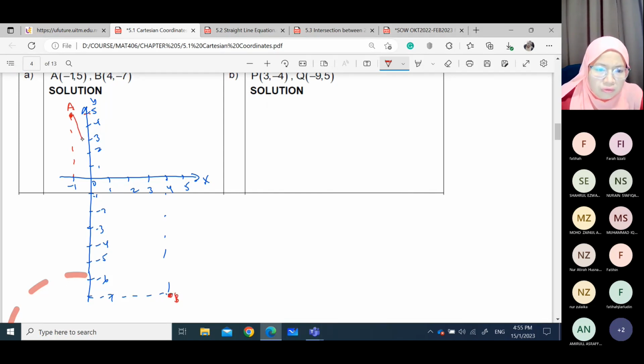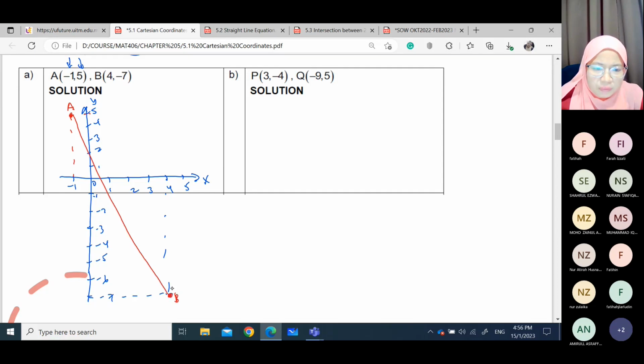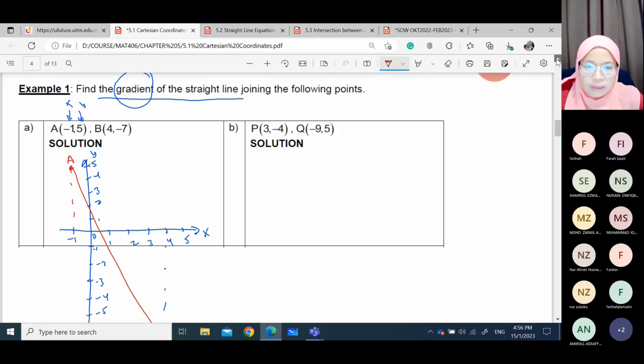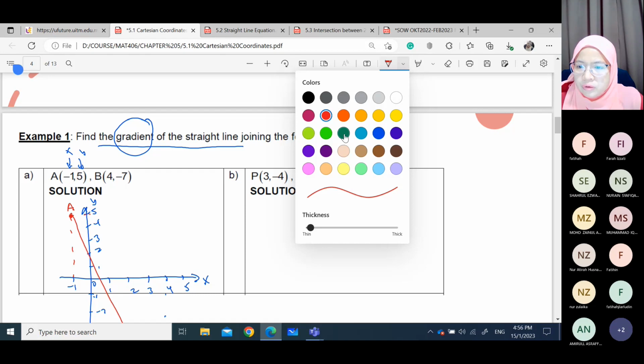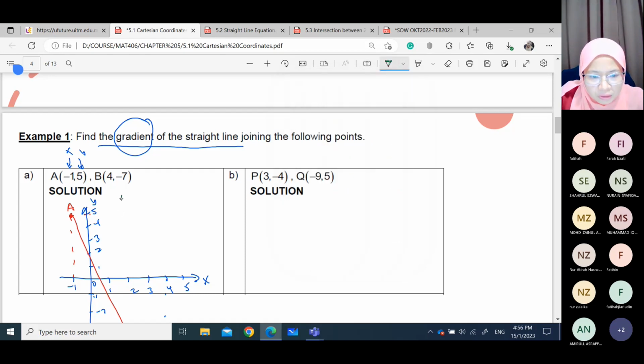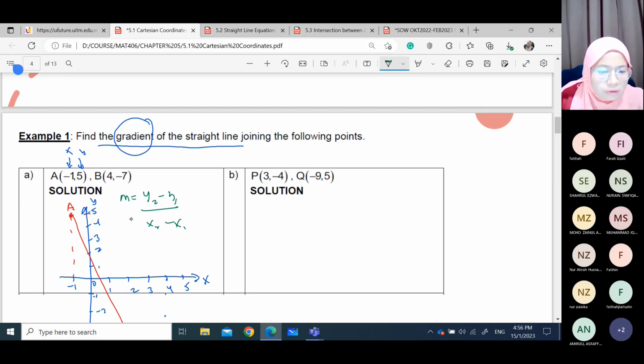Okay, so now we want to find this gradient or this slope. Based on the formula, in order to find the slope, we use changes of Y divided by changes of X. So the slope M is equivalent to Y2 minus Y1 over X2 minus X1. If you don't sketch the graph, it's fine, no problem. Just take the points.